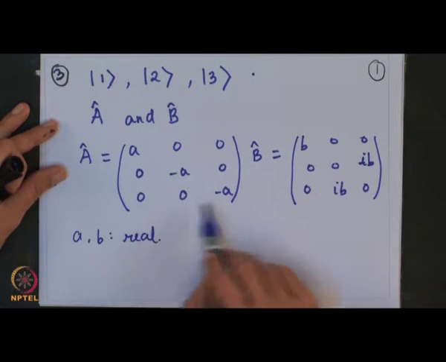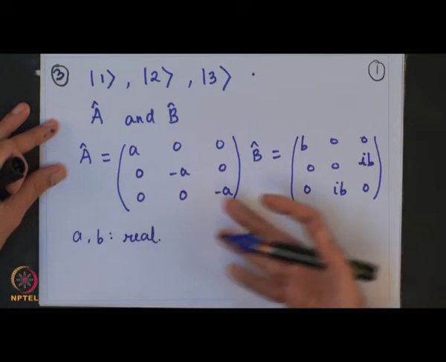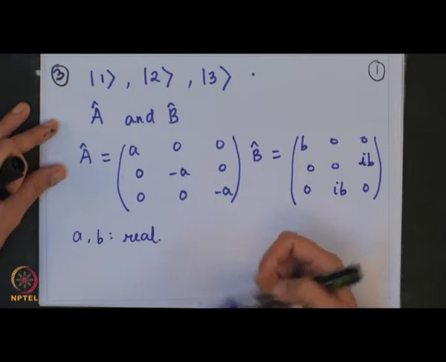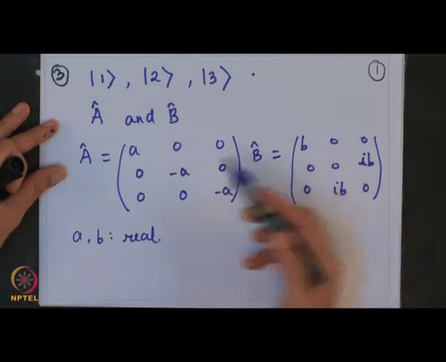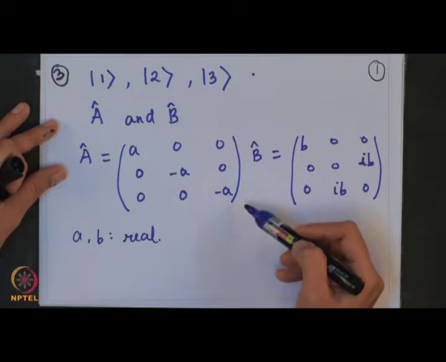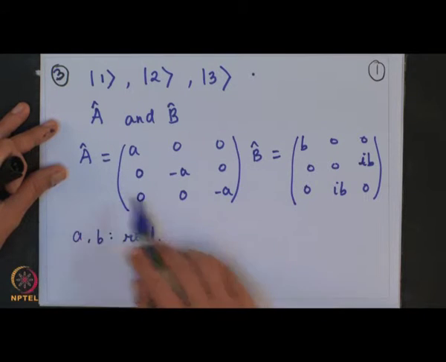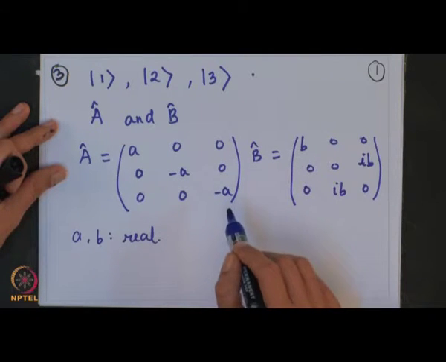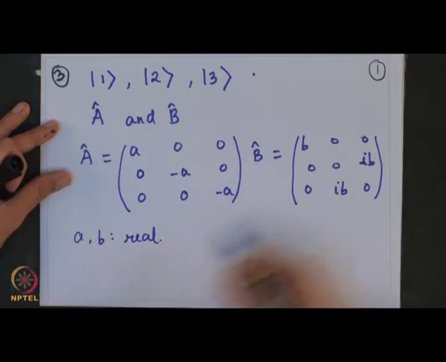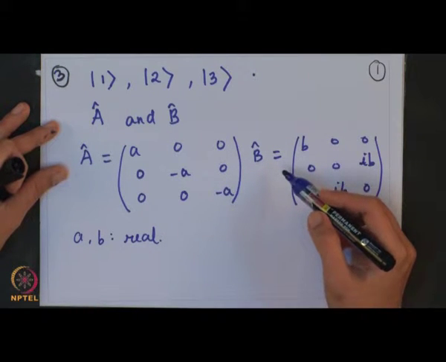For the first operator, you need not use the eigenvalue equation; it is a diagonal matrix. So you can look at it and say what the eigenvalues are. The eigenvalues will be A, minus A, minus A. So operator A is degenerate, with two eigenvalues equal to minus A. Okay, so let us see operator B.